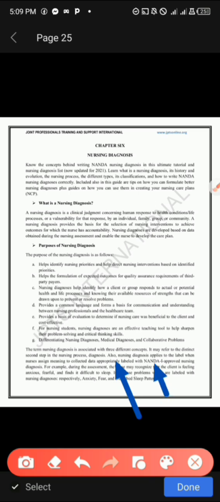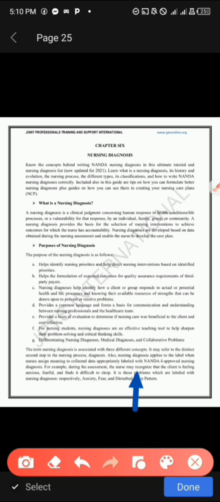First, an approved nursing diagnosis. For example, during the assessment, the nurse may recognize that the client is feeling anxious, fearful, and finds it difficult to sleep. In this respect, the nurse is able to find out the problem of the patient. It is for those problems which are labeled with nursing diagnoses, respectively anxiety, fear, and disturbed sleep pattern, whether the patient is able to sleep well or not.